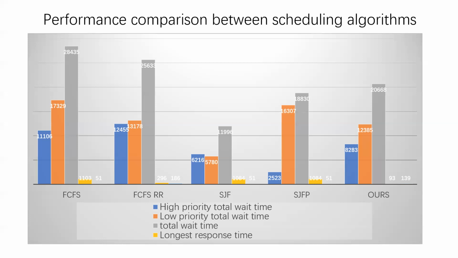After we implement the high and low priority queue, the high priority waiting time decreased a lot, but the total time increased a lot too. Meanwhile, in our final algorithm, we managed to lower the low priority queue waiting time and the response time a lot, with aging to prevent the starvation.